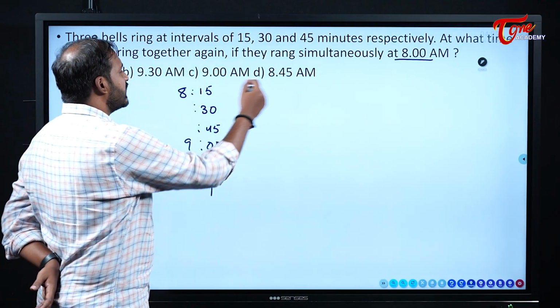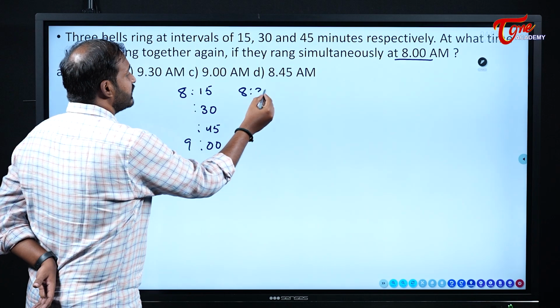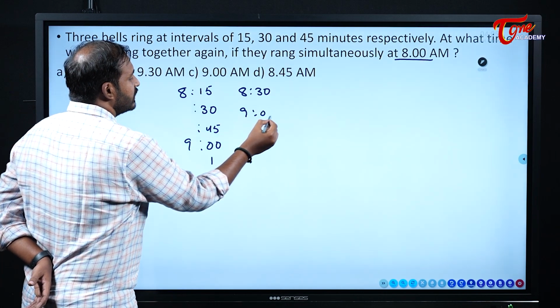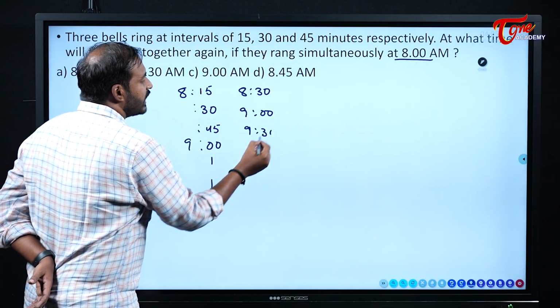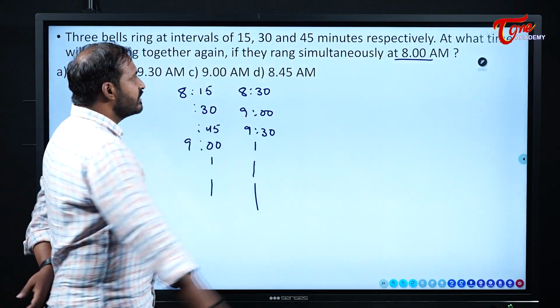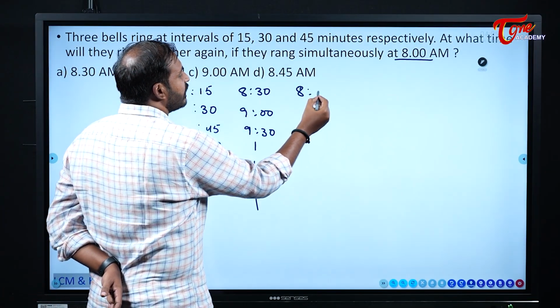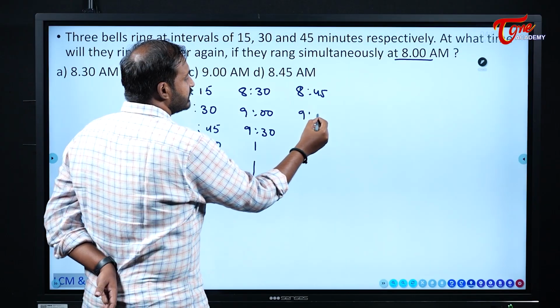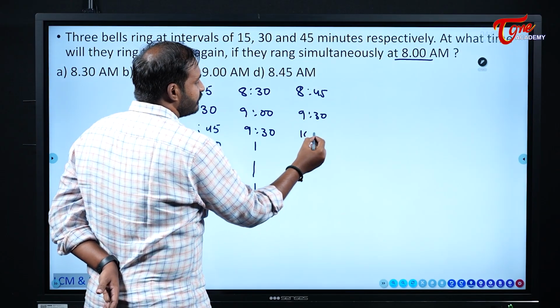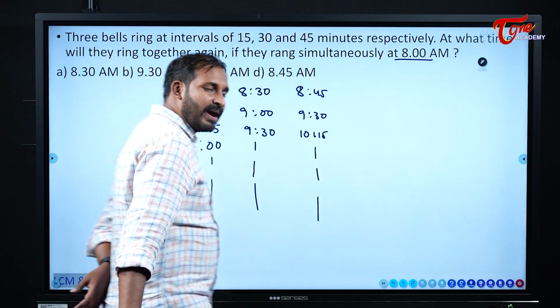When it comes to my second bell, it will ring once again after 8:30, next after 9 o'clock, next 9:30, and so on. Like this, the second bell will ring. Next, when it comes to my third bell, it will ring at 8:45, next at 9:30, next at 10:15. Like this, the pattern will continue.